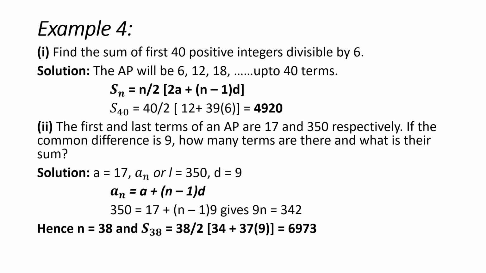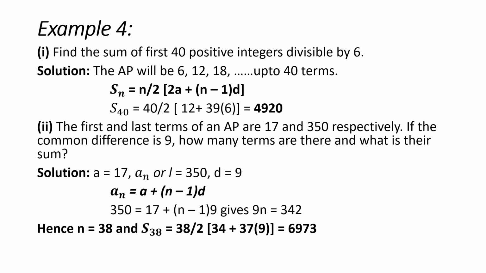Similarly, another example. The first and last term of an arithmetic progression are 17 and 350 respectively. If the common difference is 9, how many terms are there and what is their sum? Now it is given that the first term is 17 and the last term L is given to be 350. The common difference d is 9.